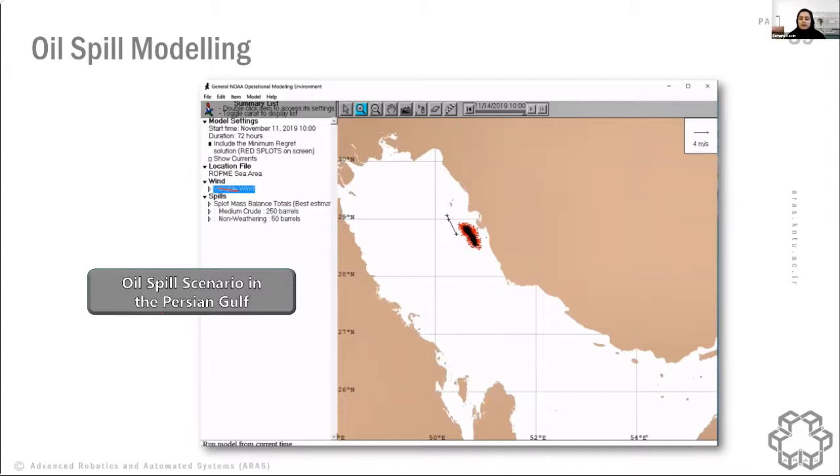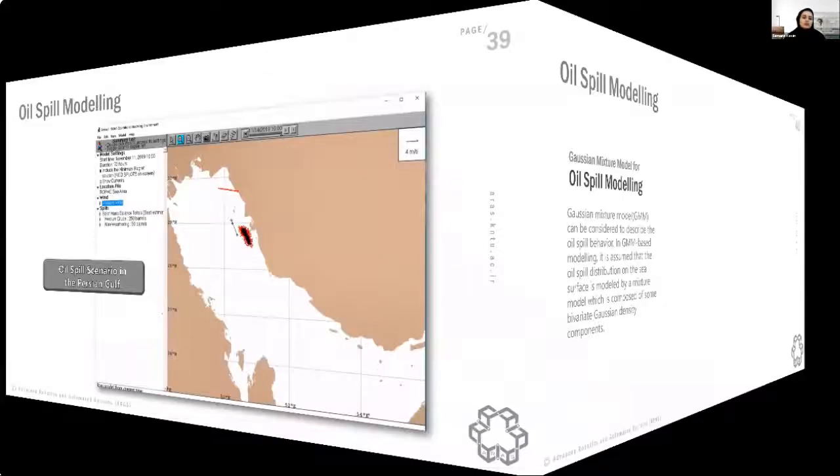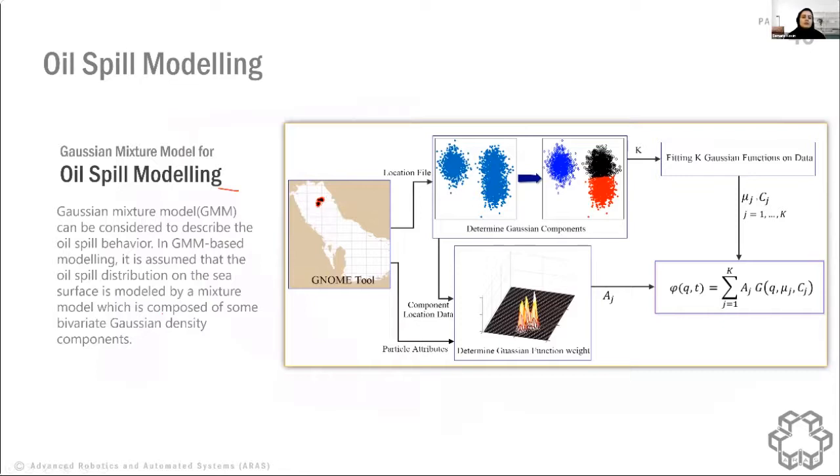For quantitative modeling, it's necessary to convert this data to quantitative results such as a density function. Therefore, we used this data to achieve a density function with the use of a Gaussian mixture model. Usually the critical feature of the environment is modeled by a density function. In our problem, we assume that the oil distribution on the sea surface can be described as a mixture of Gaussian kernels.